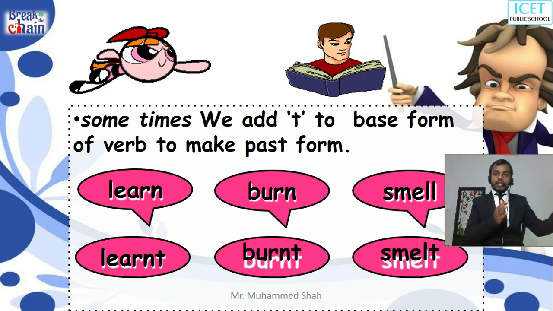Most of the verbs can be changed into the past form by adding ed or d, but there are a few verbs that change by adding t at the end. Example, learn, its past form is learnt. Burn, burnt. Smell, smelt. That is the past form of this type. There are many others. Send is the base form. The past form is sent, t will come.